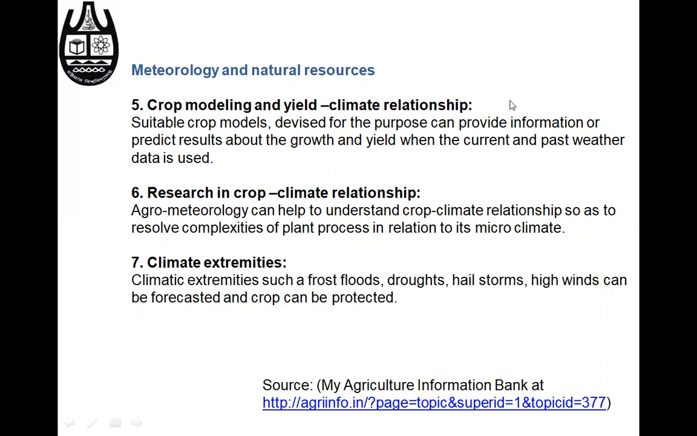Seventh aspect is climate extremities. That means extreme weather events or climatic events that have created difficulties to grow the products or harvest the products. Those climate extreme events are floods, droughts, hailstorms, high winds, etc. I can explain one of them, such as floods.